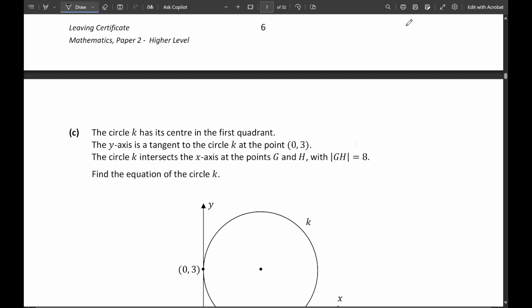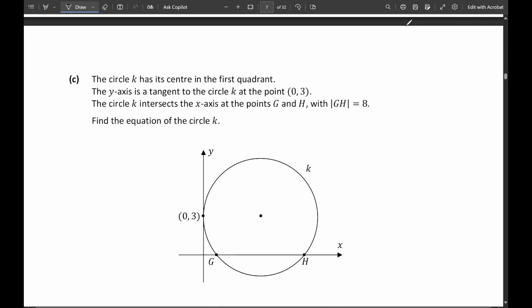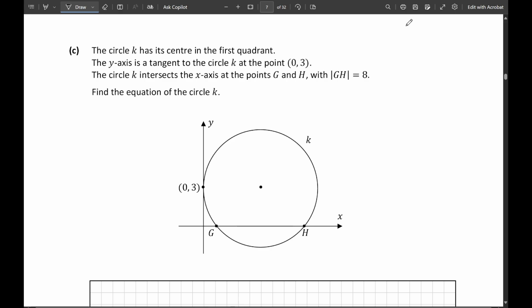The circle K has its center in the first quadrant. The y-axis is tangent to K at the point (0, 3). The circle K intersects the x-axis at the points G and H, with the distance between G and H being 8. Let's define the equation of the circle K. It doesn't tell us the radius, but it does tell us G and H.